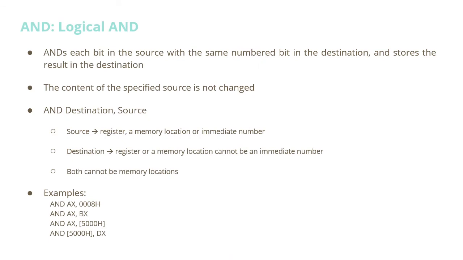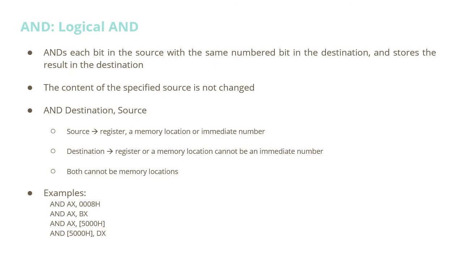The first instruction that comes under this category of logical instruction is the logical AND instruction. This operation ANDs each bit in the source with the same numbered bit in the destination, and the result of this operation will be stored in the destination itself. The contents of the source that is given in the instruction will not be changed. The format of this instruction is AND destination, source.